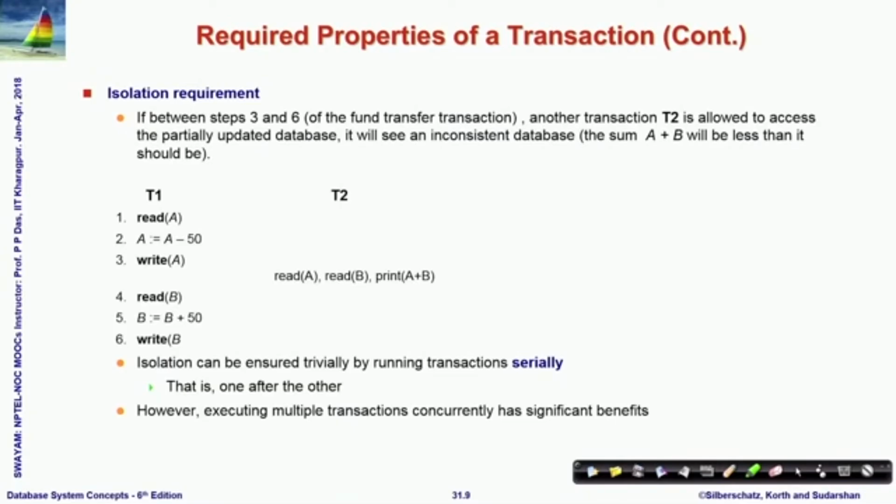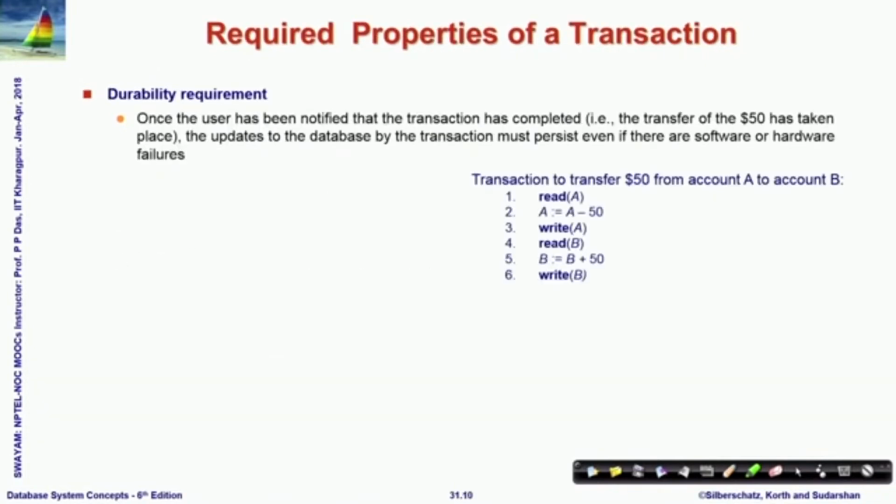Even though they may execute in a concurrent or mixed manner, the result of such an inconsistent state of the database should not be available to the other transactions. So, this is called the isolation requirement. So, transactions need to be isolated appropriately. Obviously, if they execute serially, then the isolation is trivially satisfied, but that will mean that your throughput, your performance will be very low. So, we need transactions to happen concurrently, but the isolation must be satisfied.